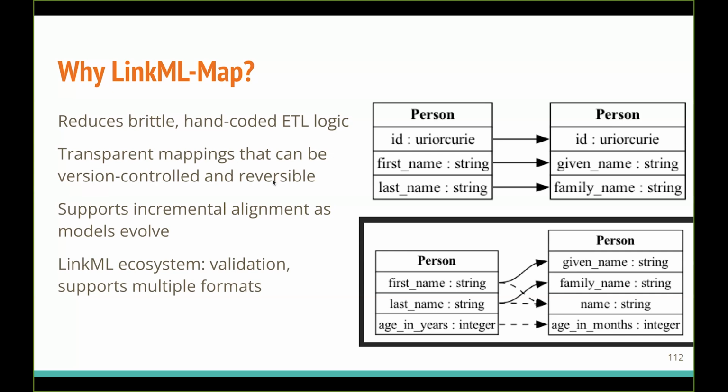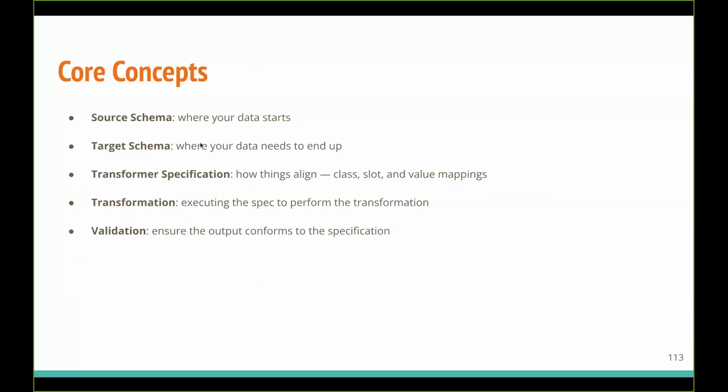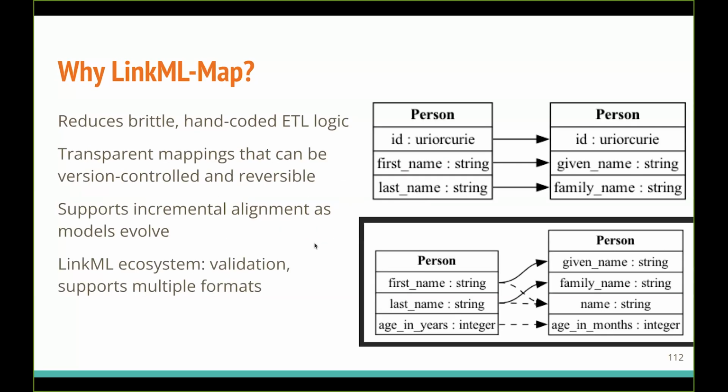So you may have done your mapping this way, and then you learned some things, and now you need to do a mapping in a slightly different way. Well, that can be version controlled in a way that's a lot harder when you're talking about bespoke code. So that allows us to have incremental alignments as models evolve. And finally, again, we're in the LinkML ecosystem.